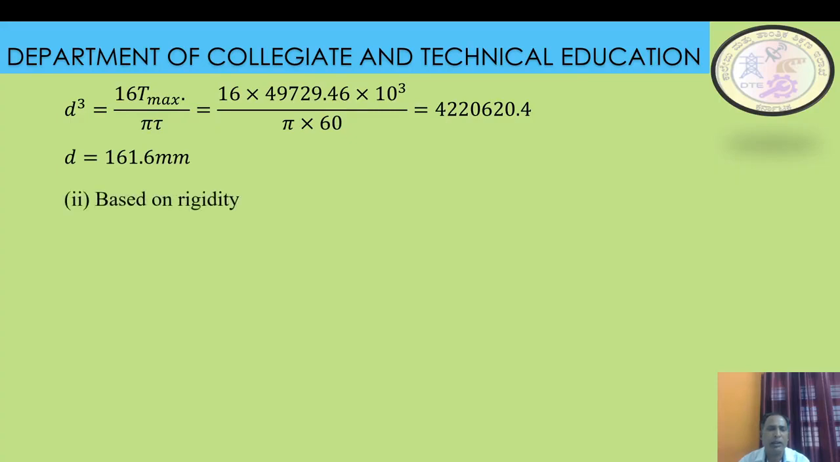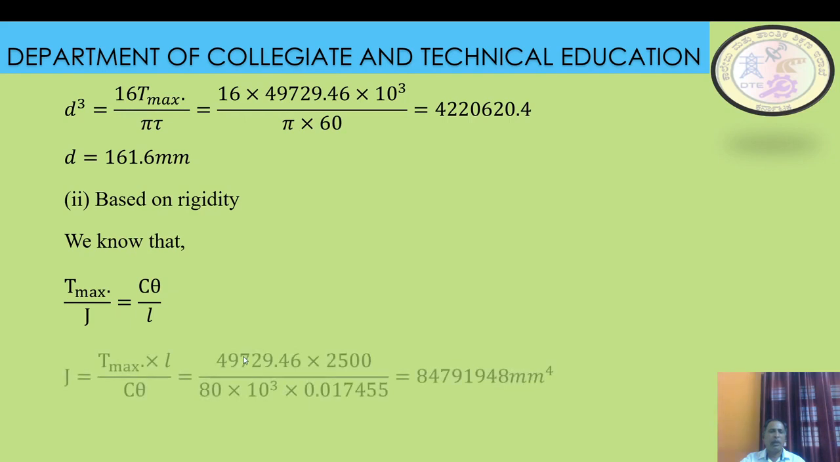And based on rigidity, we have to consider the rigidity factor. So as we know that T by J is equal to C theta by L. Here T is the maximum torque mentioned in the problem. This is part of the torsion equation. Therefore T maximum by J is equal to C theta by L, where J is the polar moment of inertia and C is the modulus of rigidity and theta is the angle of twist and L is the length of the shaft. In this equation, except J, all the values are available.